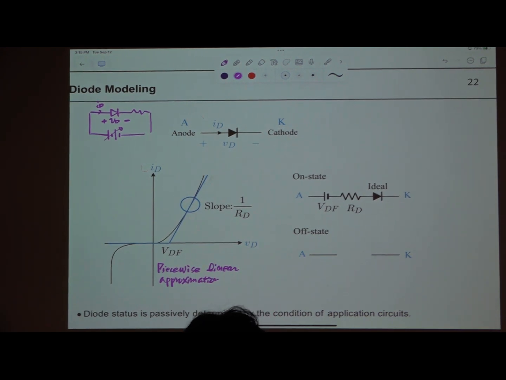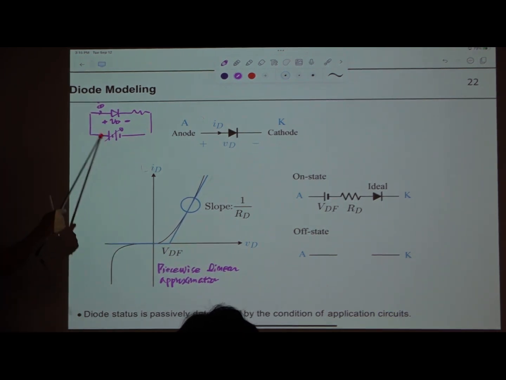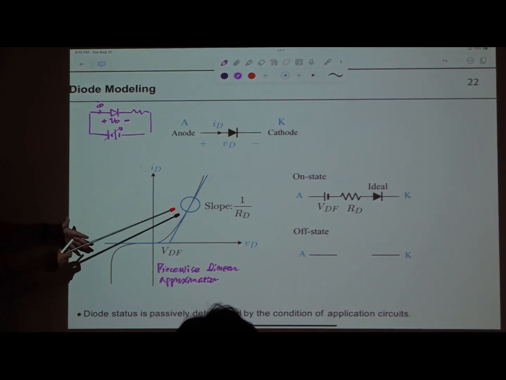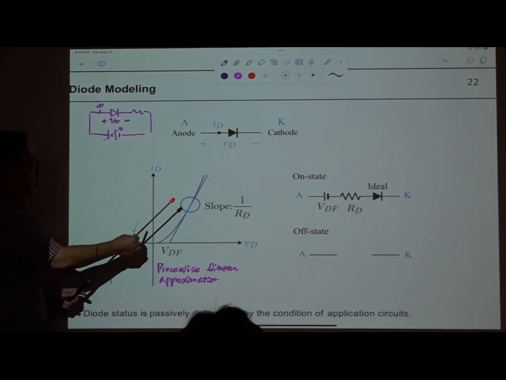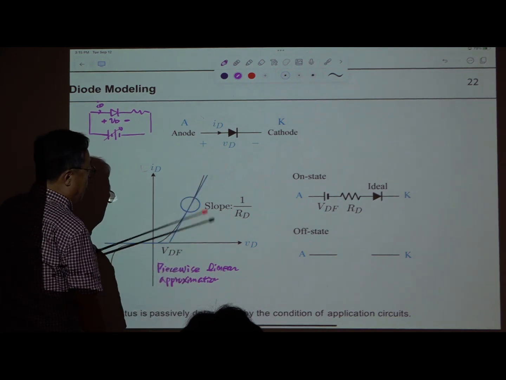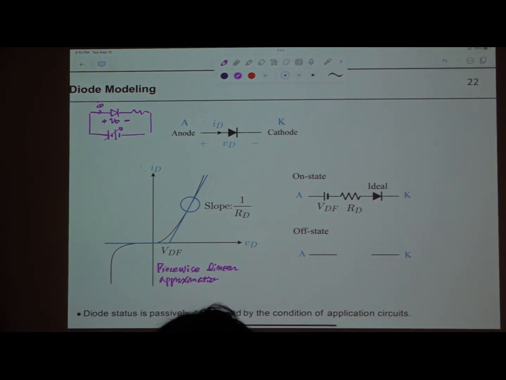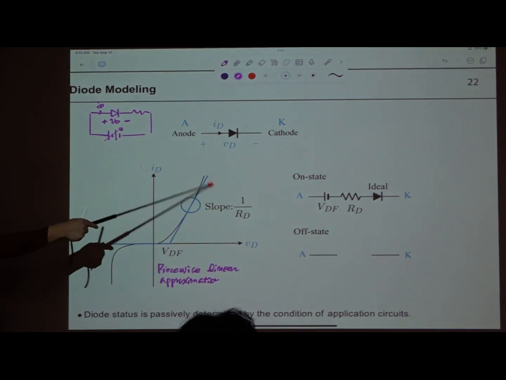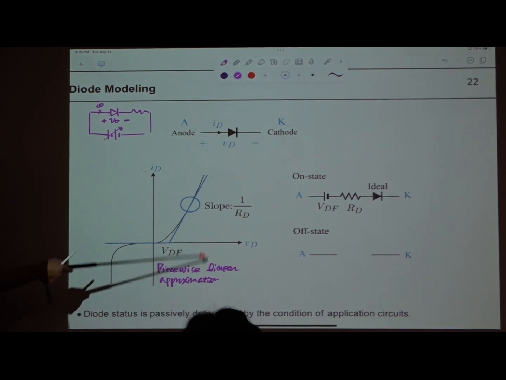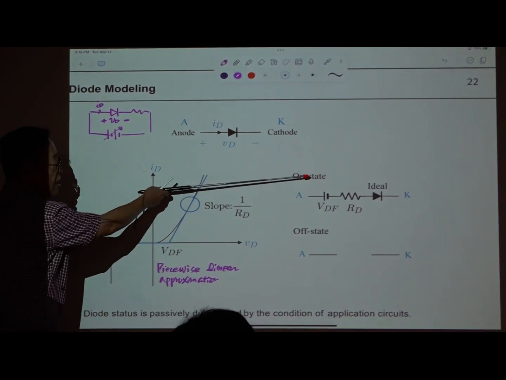Very, very difficult to understand without this. So when you think about this curve, you should think about this circuit. So this is the measured curve. You are trying to approximate this nonlinear curve with a piecewise linear function like this. Okay, and this operational region, we call it on state.